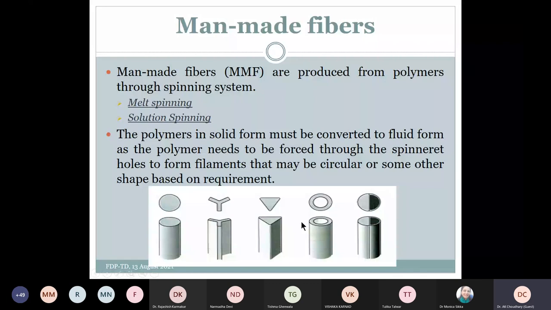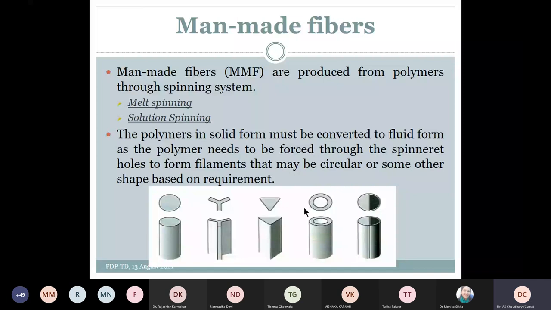So apart from these natural sources, now let's move towards synthetic, man-made fibers. Man-made fibers are produced from chemical polymers through a spinning process. The broader spinning processes are melt spinning and solution spinning.